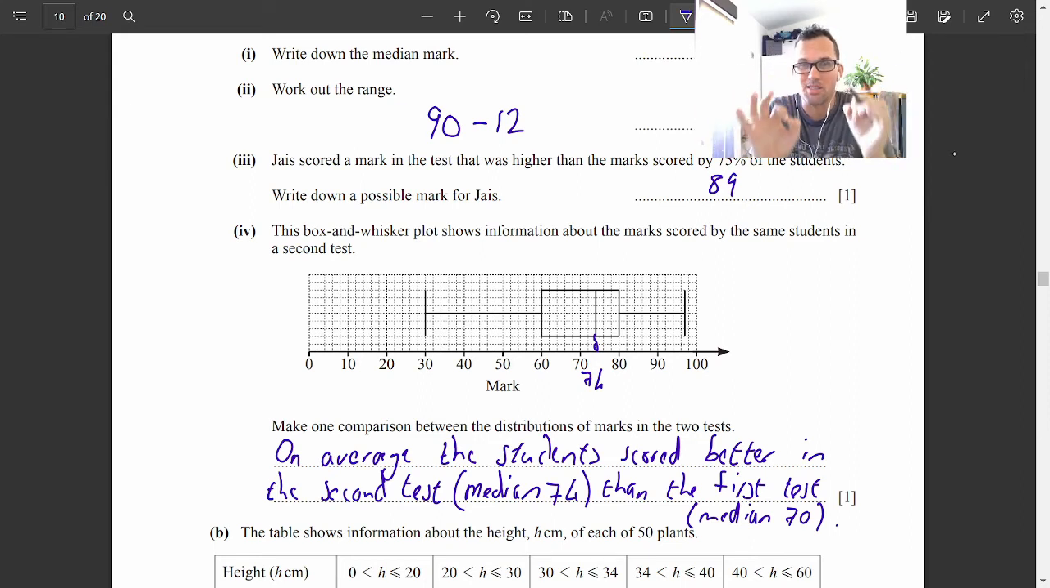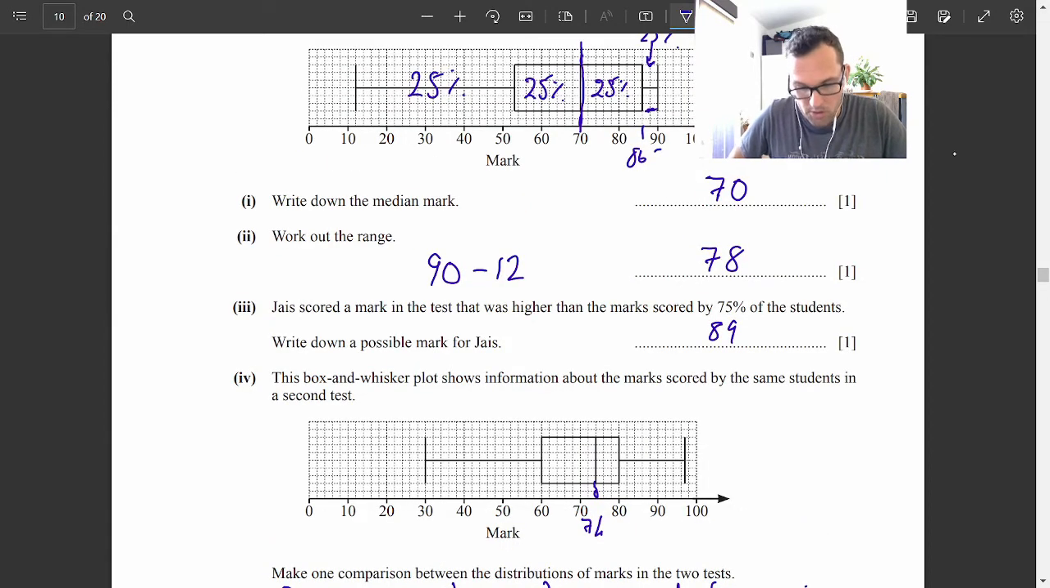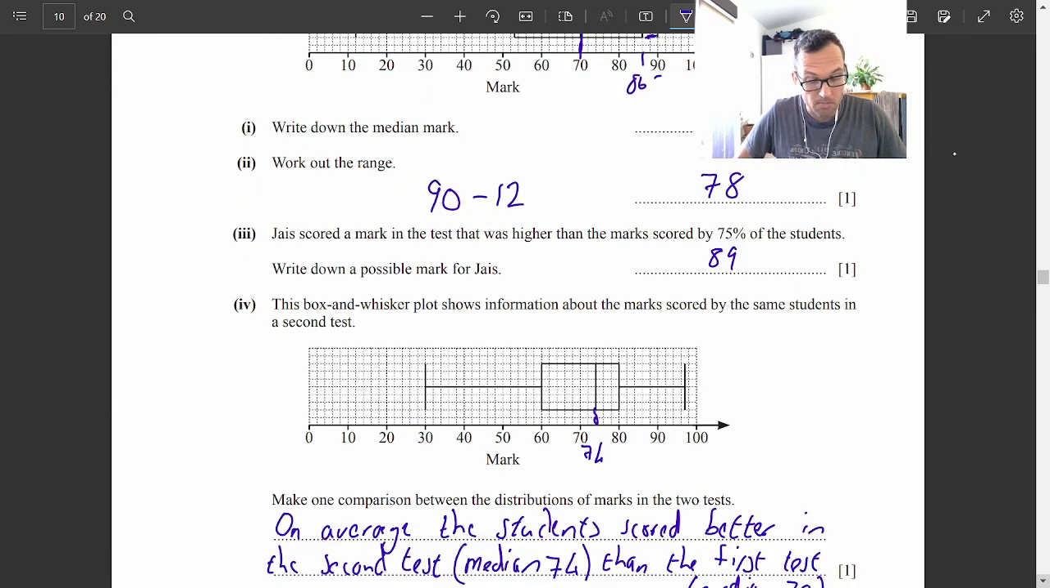As long as you mention the actual values, the interquartile range of the second one is 20, compared to the interquartile range of the first one, which is, what is that, 58? 86 minus 53, which is bigger. Okay, use numbers and explain them, and you'll get your mark.